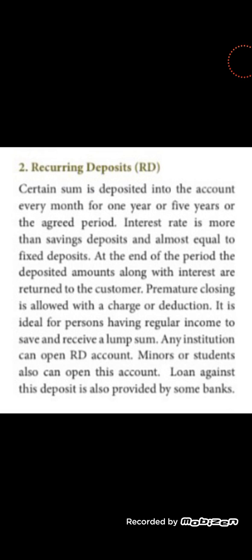It is very suitable for persons who earn a regular income, like salaried people. Every month, salaried people can save a certain amount in a recurring deposit account. Some institutions open recurring deposits for their employees, and even minors or students can open this type of account. It is permitted. Loans are also available for recurring deposit holders, but only from some banks.